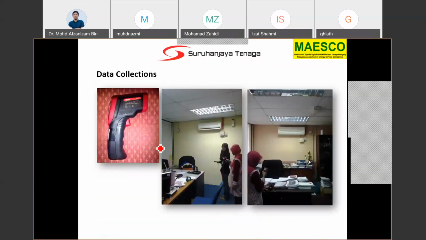This one, this pistol, is quite popular right now. They try to shoot the temperature. Okay, so let's say you want to ensure whether that particular temperature is suitable or not using the temperature gun. Yeah, and then do the measurement so that you can know the actual condition in your office building.